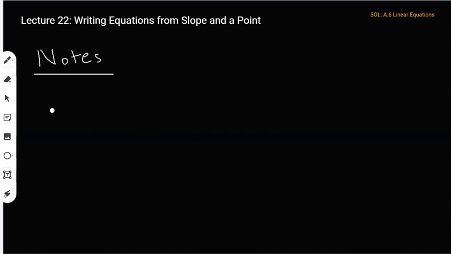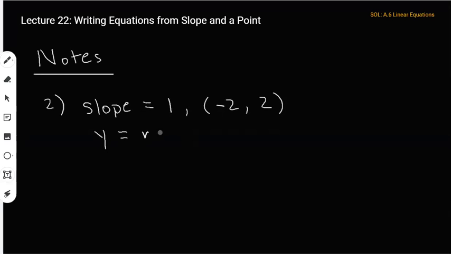So the first one I wanted to look at was number 2. It tells me that the slope for this line is going to be 1. And the point it's going to give me is -2, 2. And we're going to be using y equals mx plus b.